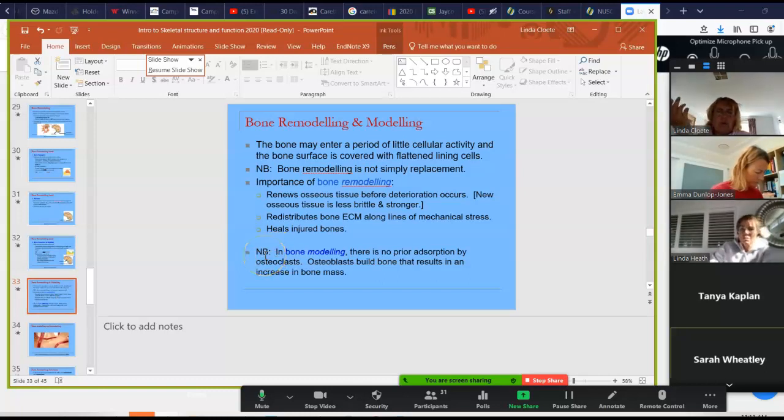And then you've got your resting phase where basically nothing is happening. So those are essentially your 4 phases.